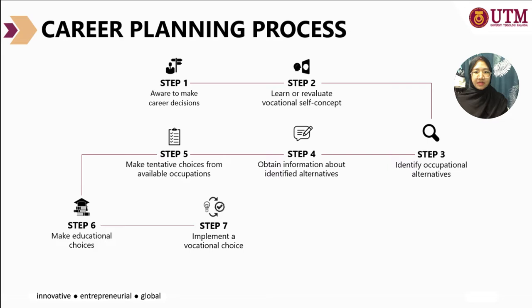Step 3, identify occupational alternatives. At this point, the counselor and the client are looking for occupations or employment where the client can put his or her vocational self-concept into action. When the client is given an assessment in paper form, there are usually accompanying manuals that link the client's score to the job titles. A customized list of related vocations can be provided as a part of the score report when the assessment is administered by a computer.